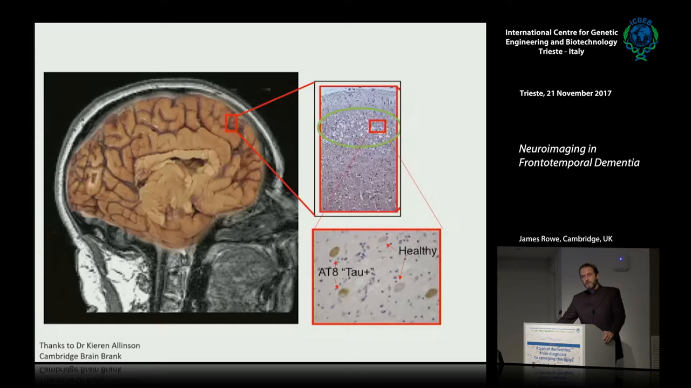But inevitably, this comes late in the day, at post-mortem, in all but a handful of cases of opportunistic early biopsies. What we'd really want is tools that can help us quantify the amount and the distribution of pathology earlier in life. And in the last few years, I've seen an explosion of interest in PET ligands that aim to be specific in binding to certain key pathologies.